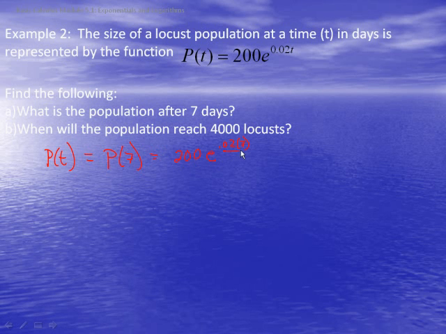Now we need to make sure to put this in parentheses when we put it in our calculator. So here we're going to take, and let's break out our calculator and let's see what we get. And in this case, I'm getting 130.05, somewhere in that neighborhood. Okay, so that takes care of part A. Part B, when will the population reach 4,000 locusts? So this time we're putting 4,000 in p of t, and we're going to have to figure out how to get to t.